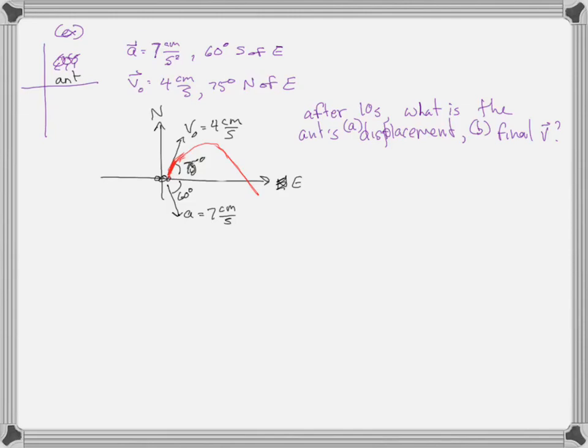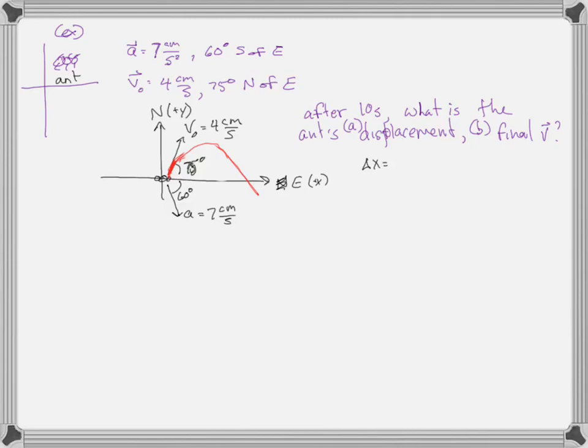So let's see. The first thing we do is draw a picture. Second thing is choose our directions, which we did. And we can certainly call east X if you want, and north Y if you want. But we could just stick with the north and the east directions. And then the next thing is to write down our equations and then identify what we know and what we don't know.